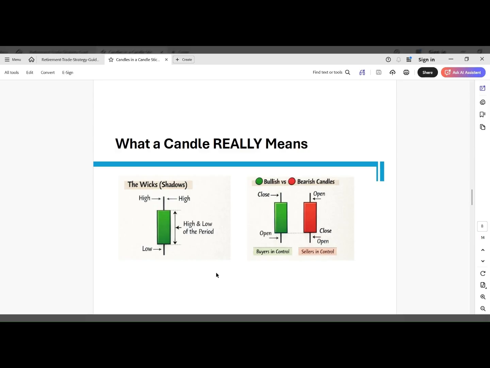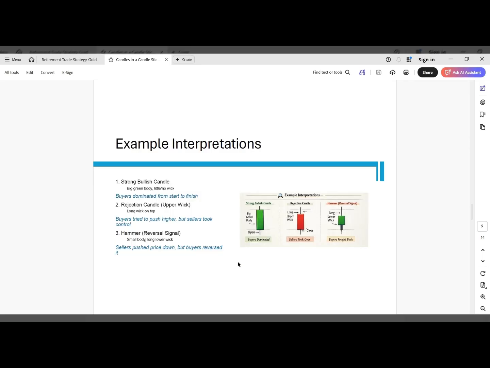So the wicks, what a candle really means, going on to part two of this. The body of it is showing you the open and close of the period, and the wick is showing the lowest and the highest. Whether it's bullish or bearish, it'll change the color of it and where it opens and where it closes. We already kind of talked about this, but this just gives you a visual representation of it. We've already talked about this, so you can look this over yourself.